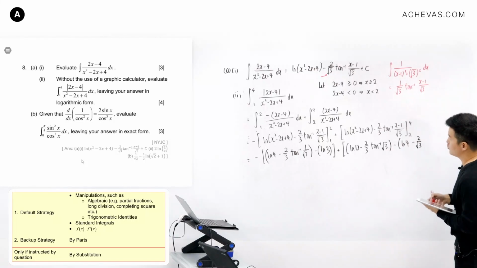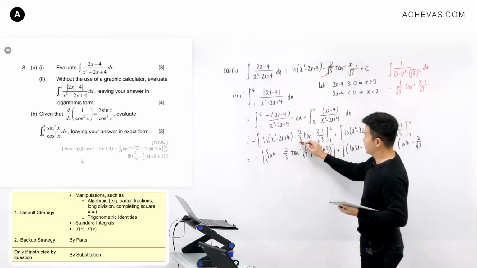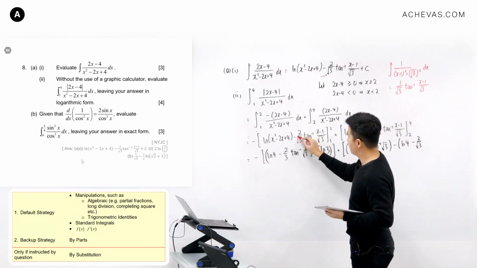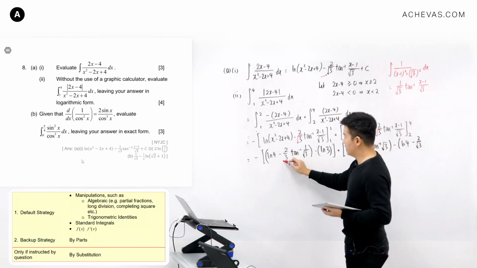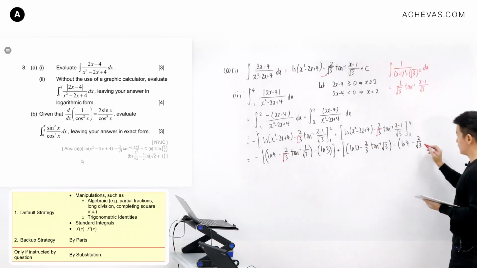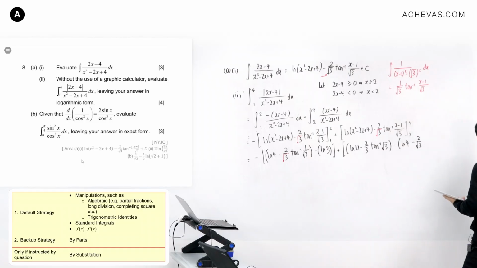It should be square root of 3. So here, it should also be a square root of 3. The same for this. It should be a square root of 3. So here, it should be a square root of 3. So here is now square root of 3. So this is tangent inverse of 1 over square root of 3.